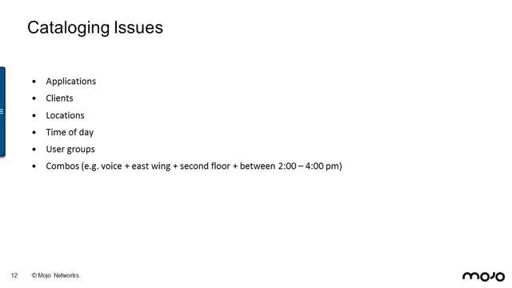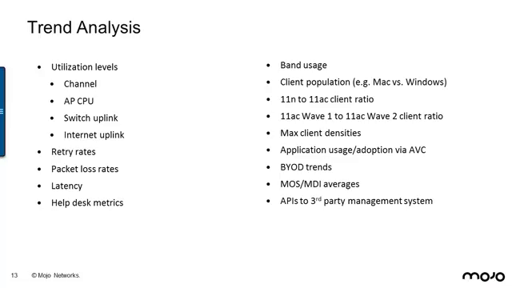So if it's voice, for instance, in the east wing, second floor, at a certain time of day, keeping things cataloged, organized and recorded that way can help you get to the bottom of the situation, or even do some proactive optimization before it becomes a bigger problem, I should say.